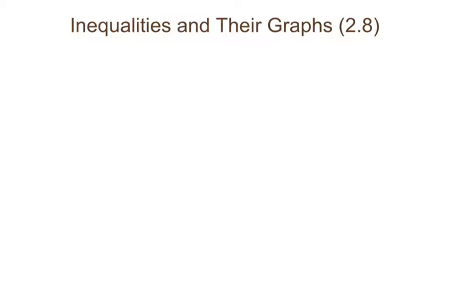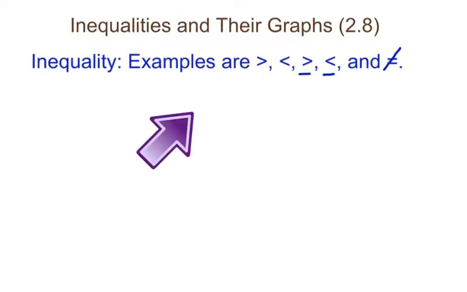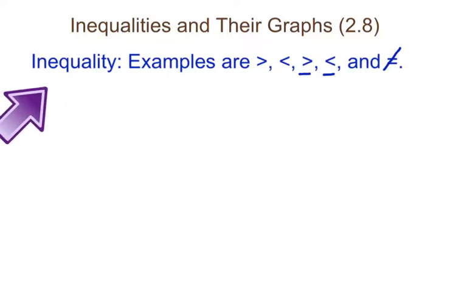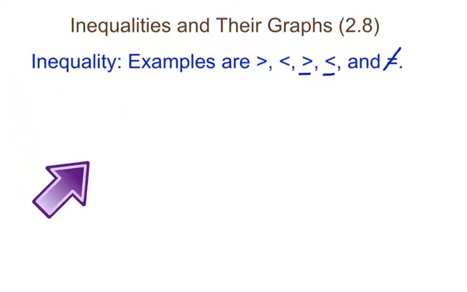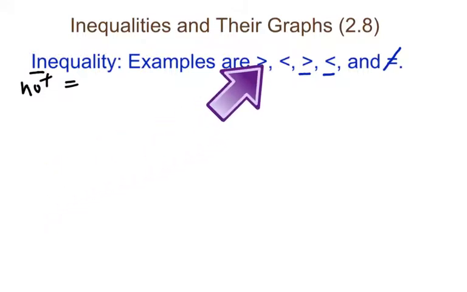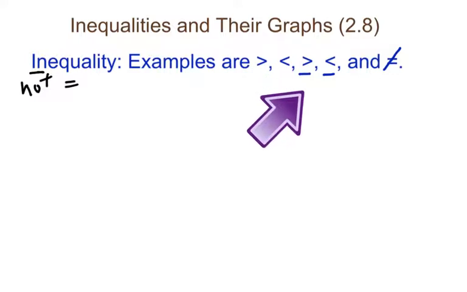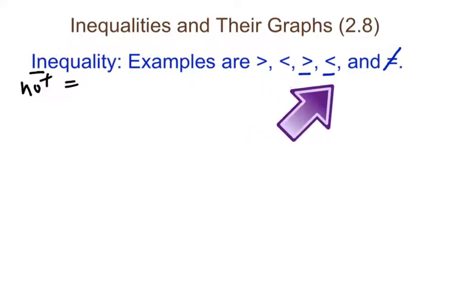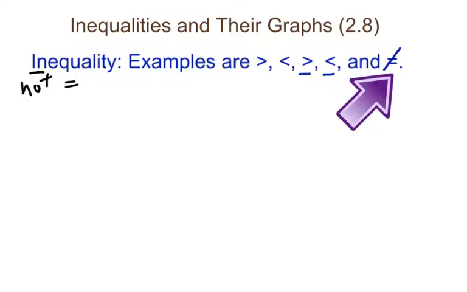Inequalities and their graphs. Alright, in the word inequality, the prefix "in" means not, and the root word is equal, so it means not equal to. And some examples for not equal to are greater than, less than, greater than or equal to, less than or equal to, and not equal.